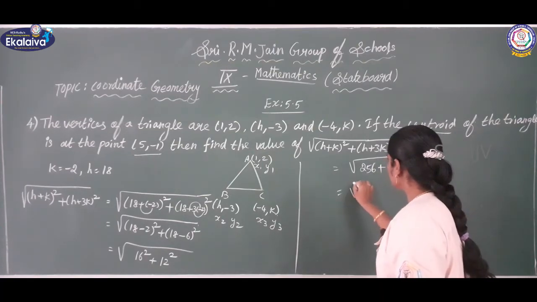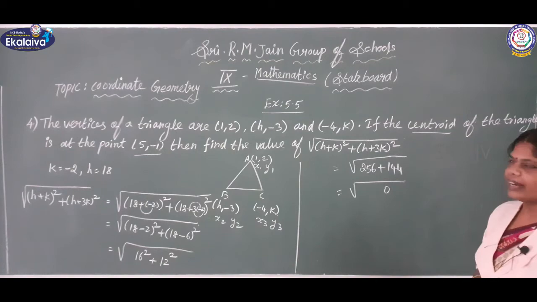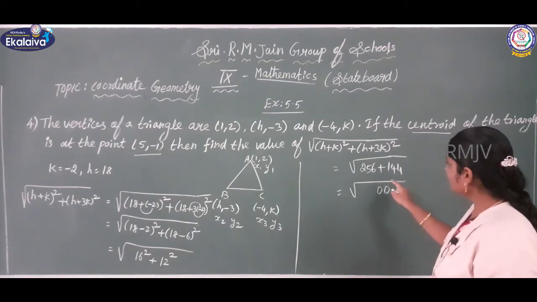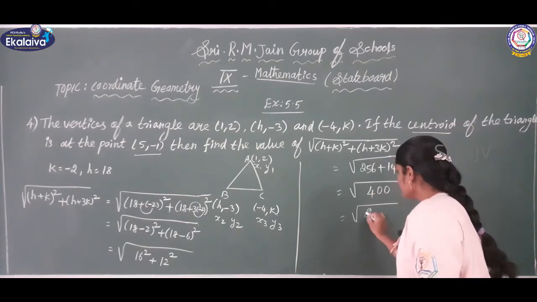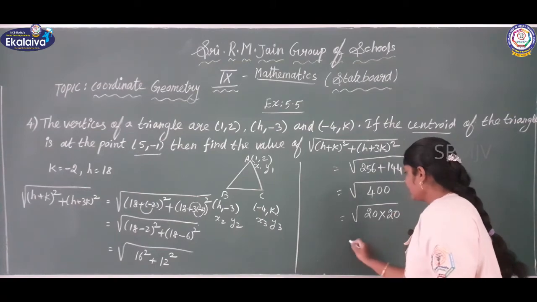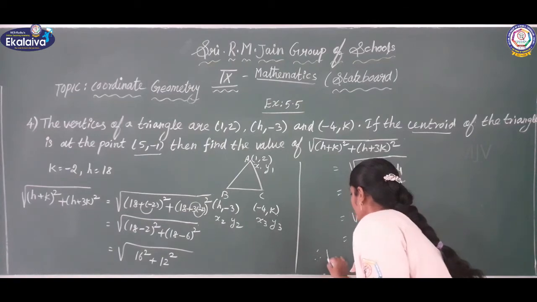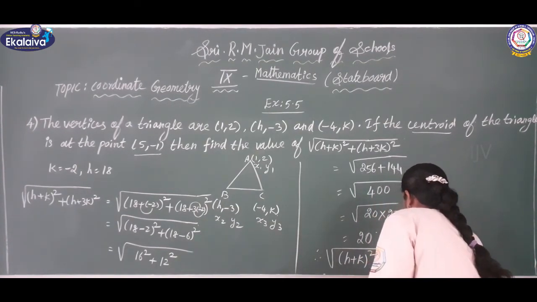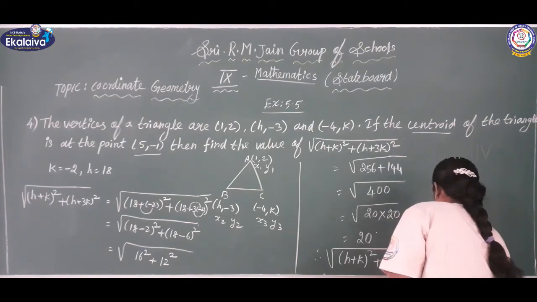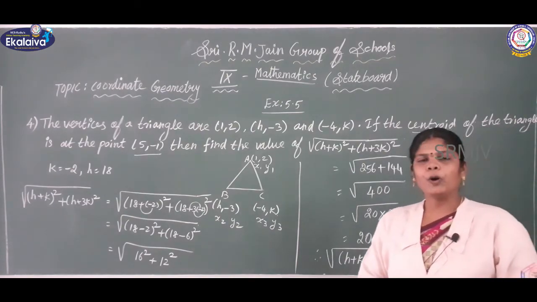Add this. 4 plus 6 10, 0 remaining 1. 4 plus 5 9, 9 plus 1 10, 0 remaining 1. 1 plus 1 2, 2 plus 2 4. So how can you split this? 20 into 20. So the square root of 400 is 20. So therefore root of (h plus k) the whole square plus (h plus 3k) the whole square equal to 20. Is it clear children? I hope it is clear.